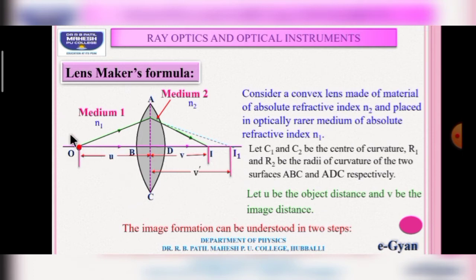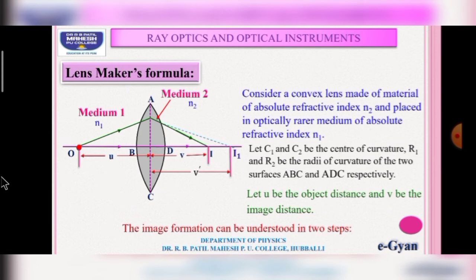The object is placed on the principal axis at O, and a ray of light is incident on the lens, and after refraction the image is formed at I on the principal axis. We have one more dotted line here. In the absence of the second surface, the image is formed at I1. The distance between O and the optic center is U, the distance between I and the optic center is V, and the distance between I1 and the optic center is V dash. This is the brief description of the given ray diagram.